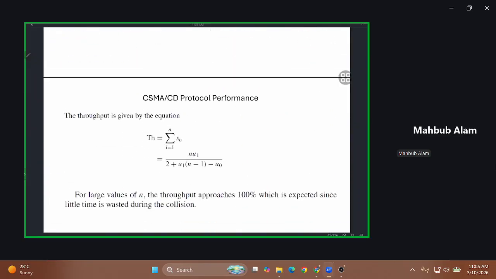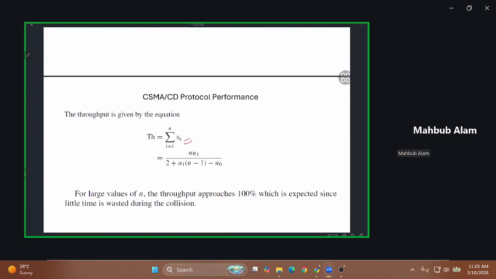And from here, we can easily calculate the throughput. This throughput will be for all the T1 to Tn, where successful transmissions are there. So we need to sum all this. That's why since there are n slots, the probability is multiplied by n.